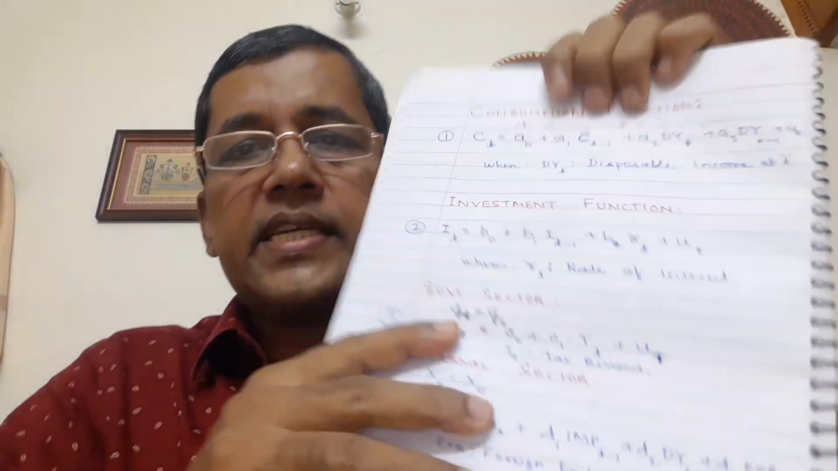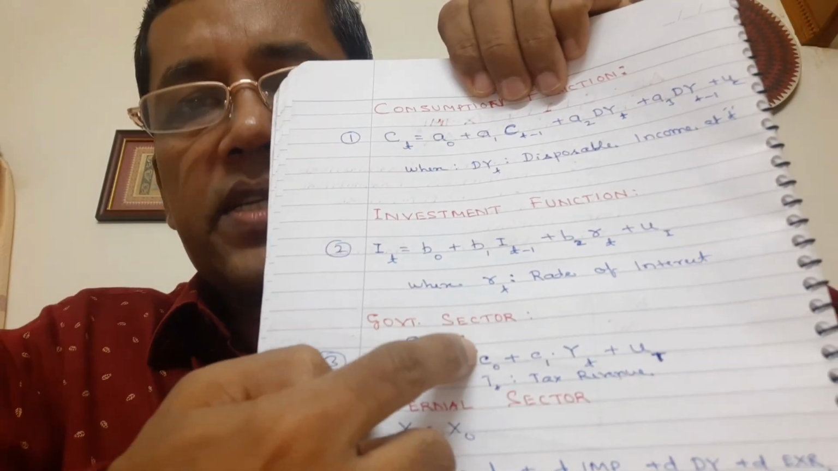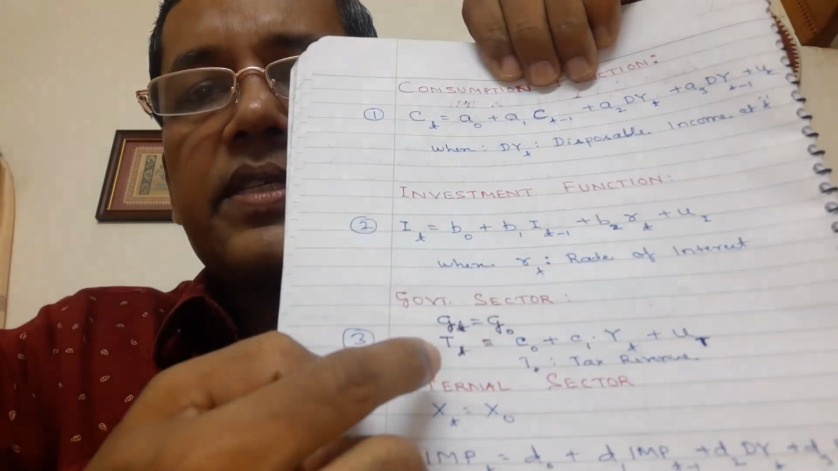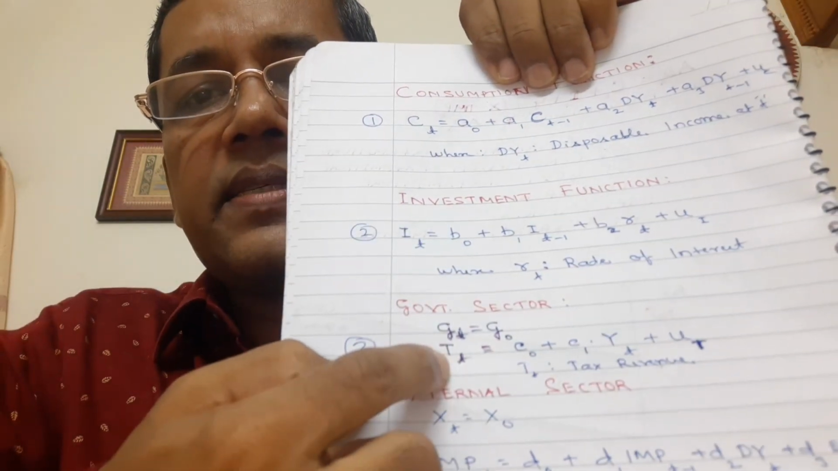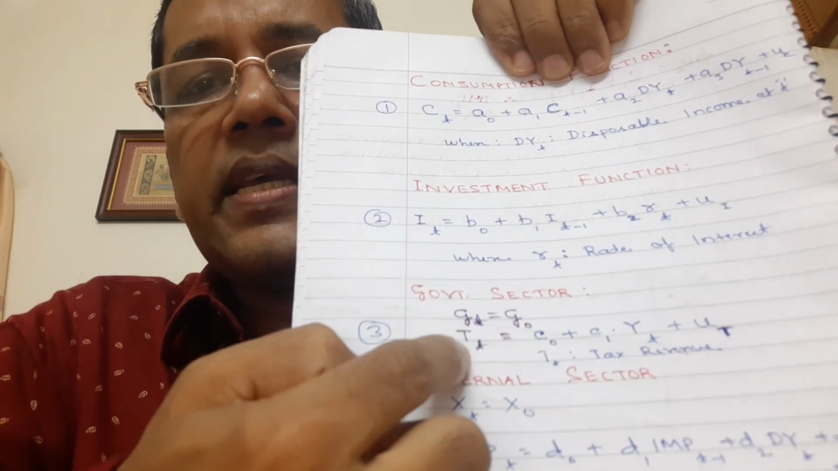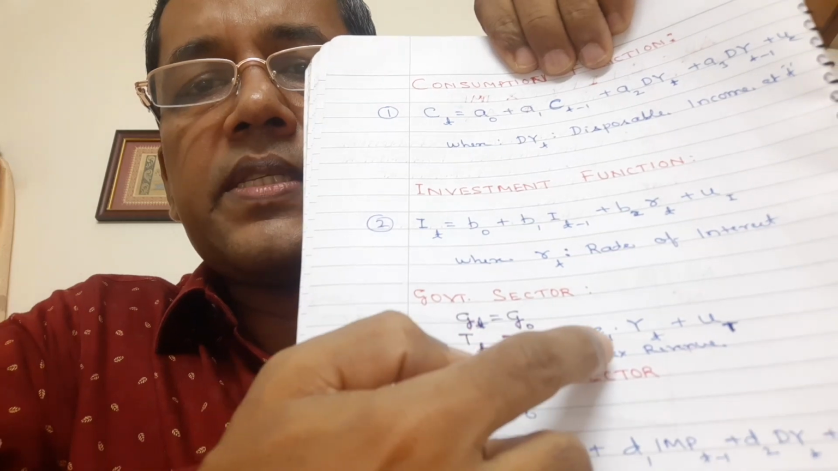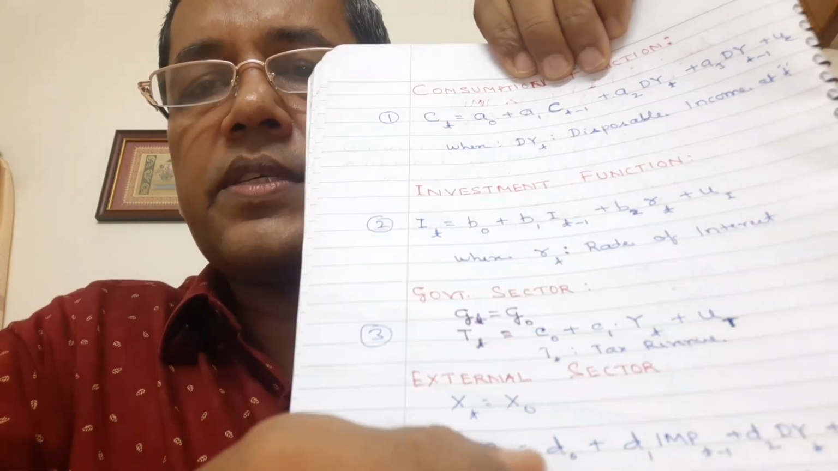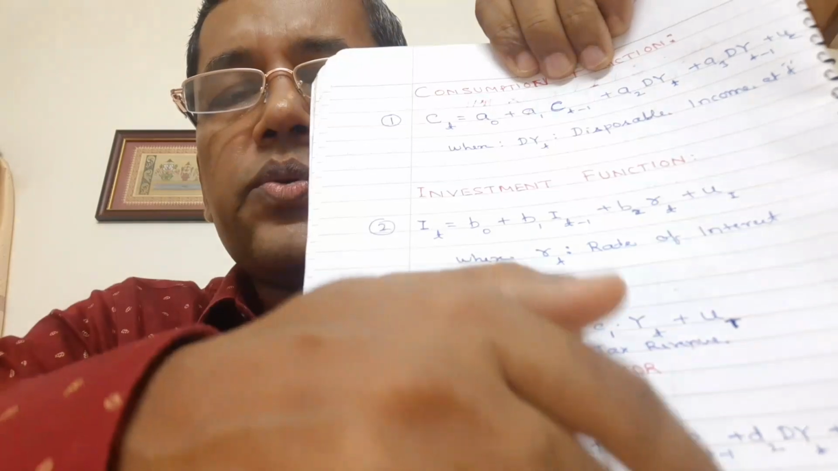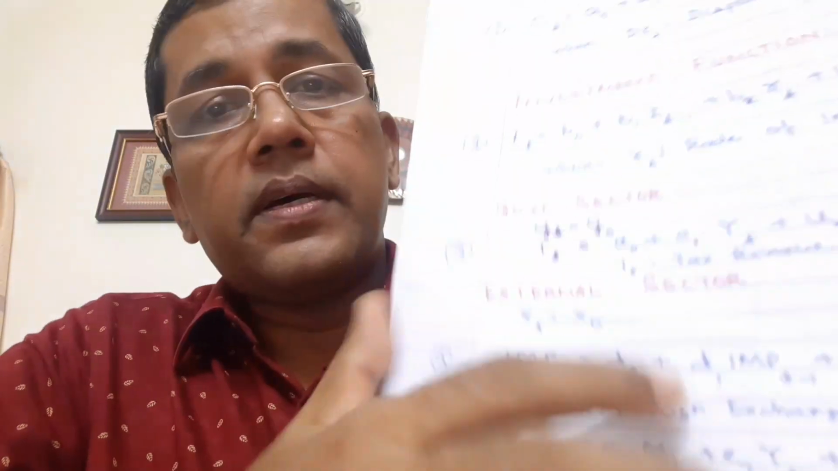Now in the government sector, I am assuming government expenditure is exogenous, but tax I am treating as a function of income. So basically tax T_t is a function of C0 plus C1 Y_t plus U_t. All the U_t, U_C, U_I, etc. in our model are stochastic variables or random error terms.